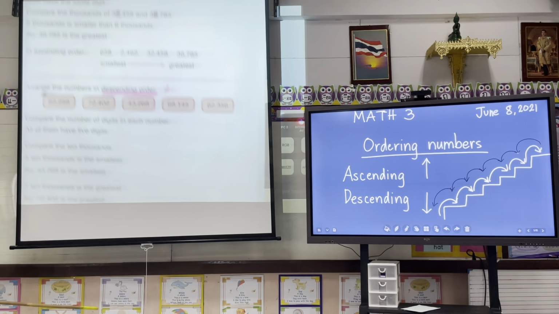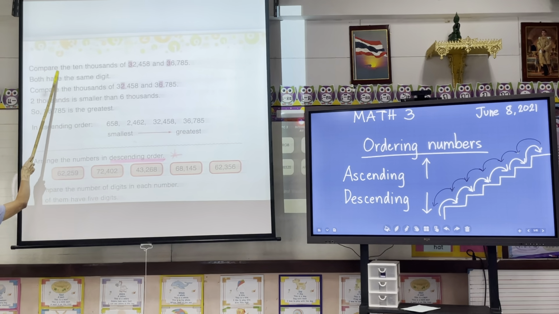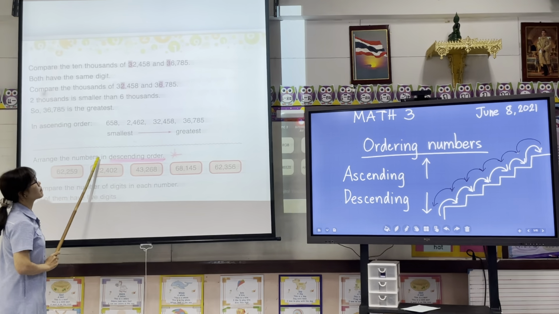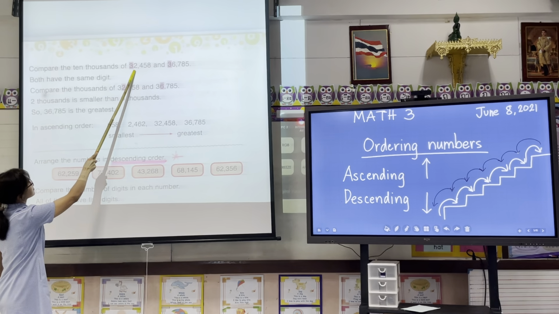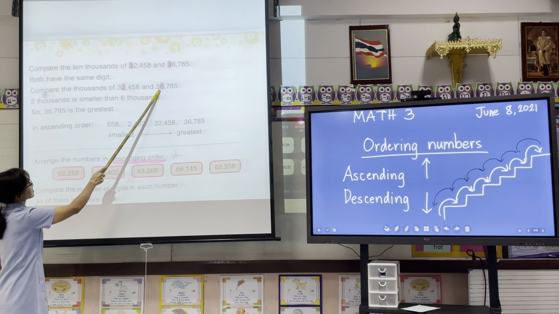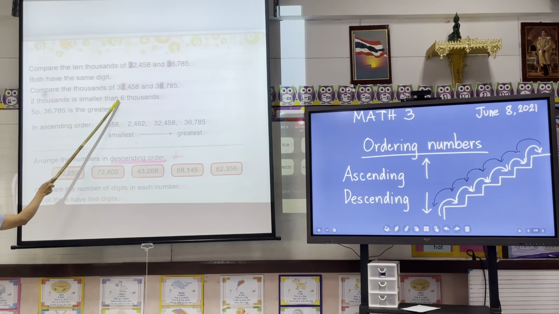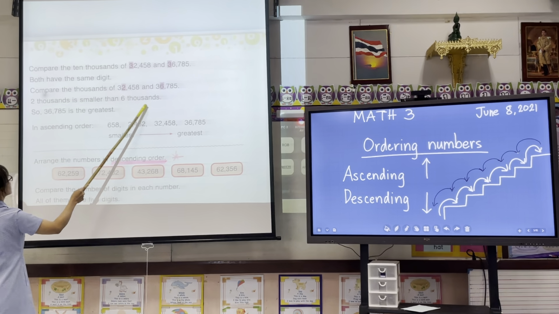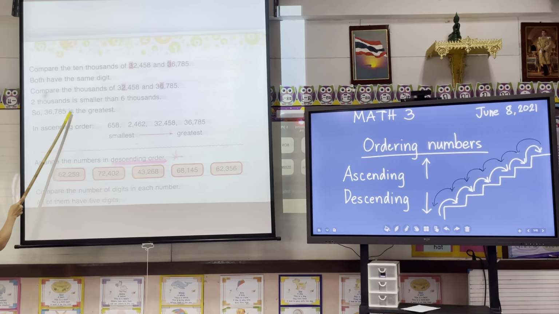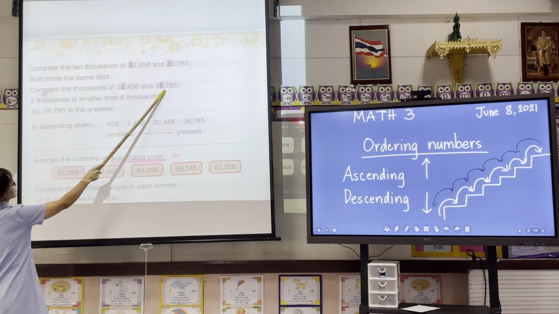Now, let's compare the two numbers. The rest of the two numbers. Compare the 10,000s. Again, we have here 3 and 3, the same. Go to the thousands. 2 and 6. Okay? 2 and 6. So, meaning to say 2,000s is smaller than 6,000s. Alright? So, 36,785 is the greatest. So, this is the greatest number.